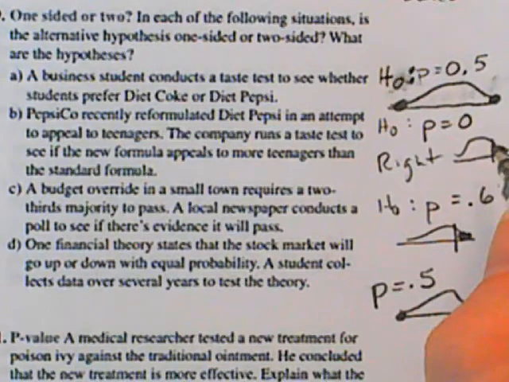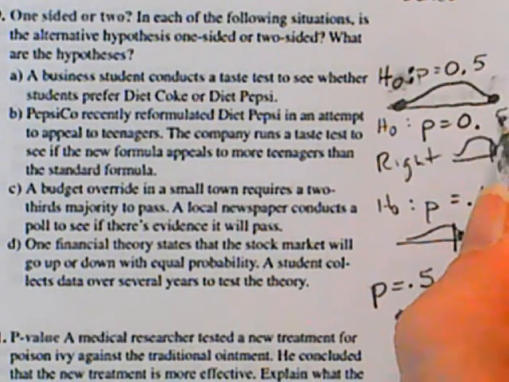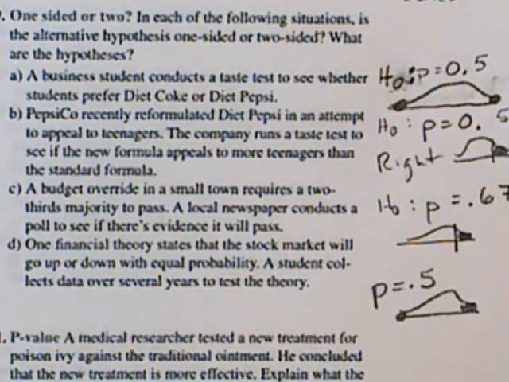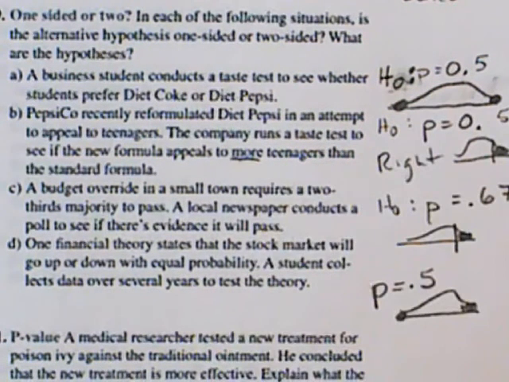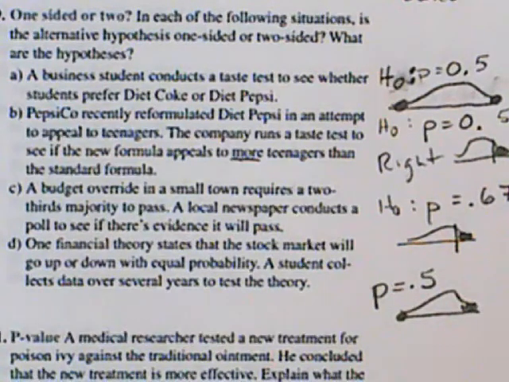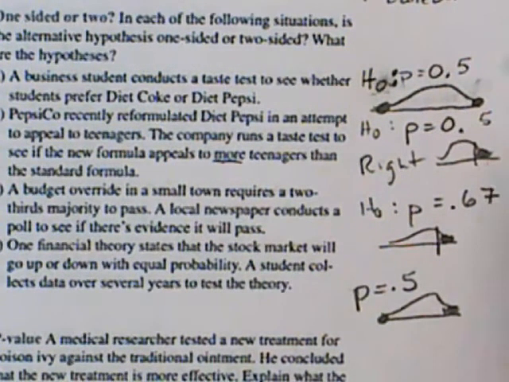For part B, again, it's going to be 0.5 because the question is, we want to appeal to teenagers, and all it says is more teenagers. Well, more is a majority, just like the last problem, that's more than 50%. And since we're doing more, we're going right.